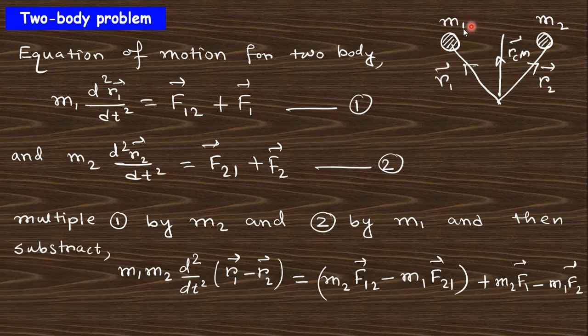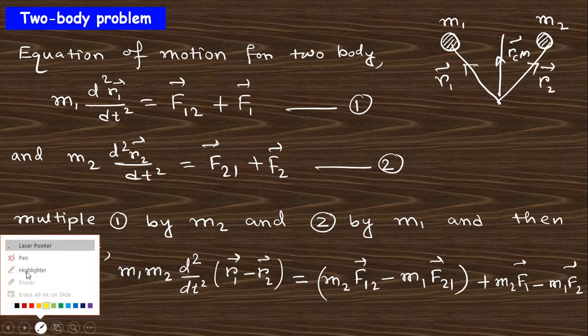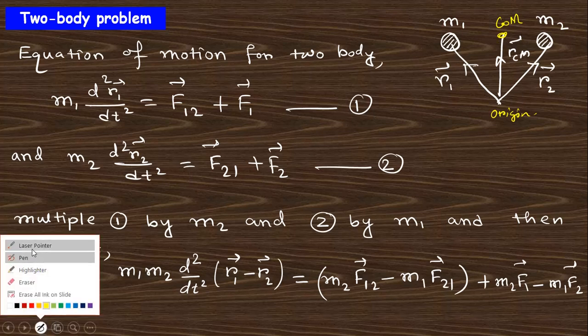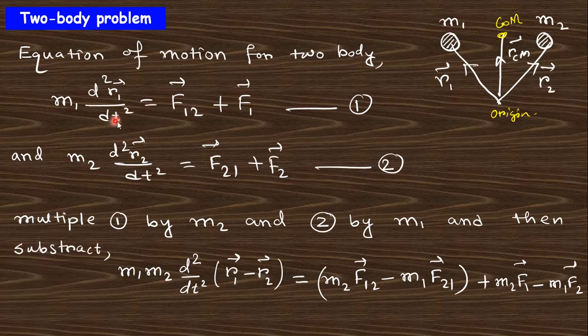So for a system of particles, the two body problem is a special case. Suppose these are two masses m1 and m2 situated at r1 and r2, and this is the origin. With respect to the origin, this is the center of mass position, and these two are the particles. Now, if you want to write down the equation of motion for m1, it is m1 times acceleration equals the force on particle 1 due to 2, and this is the external force. So this is the internal force, this is the external force.